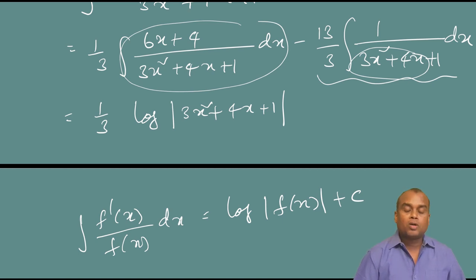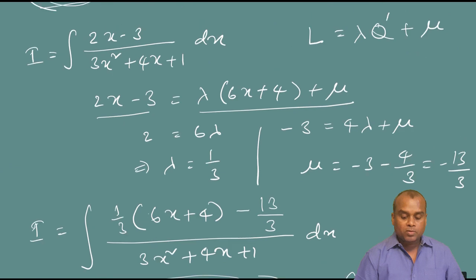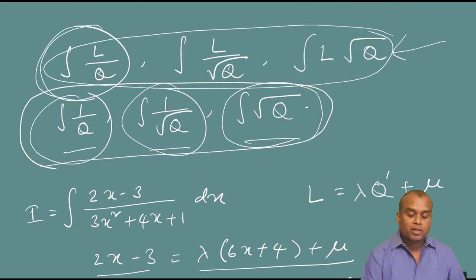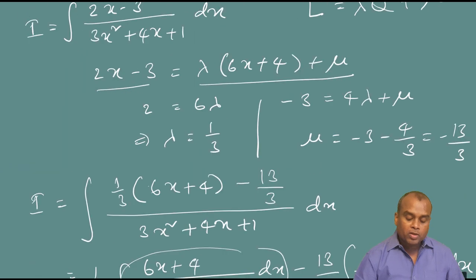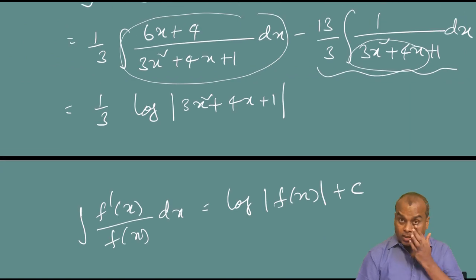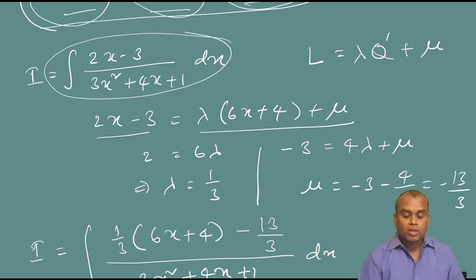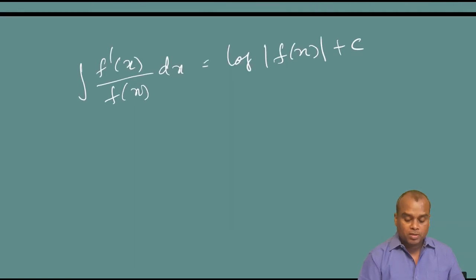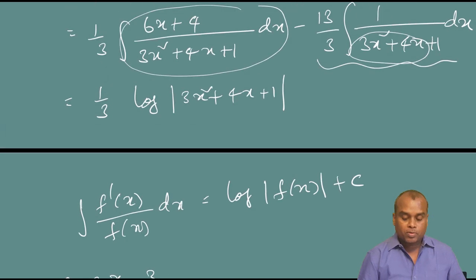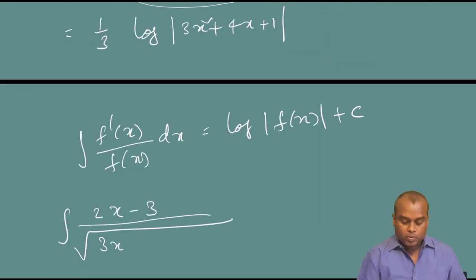Now let us see how to evaluate linear by square root of a quadratic. Which one did we see just now? We saw linear by quadratic. That is what we have seen. Now we are going to see how to evaluate linear by square root of a quadratic. To make things easy, let us take the same example. I am just going to put a square root there in the denominator. So it is integral 2x minus 3 by square root of 3x square plus 4x plus 1 dx.